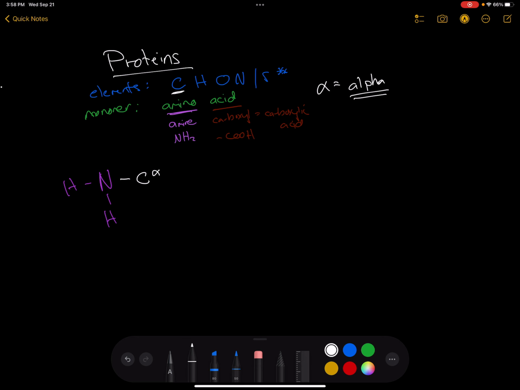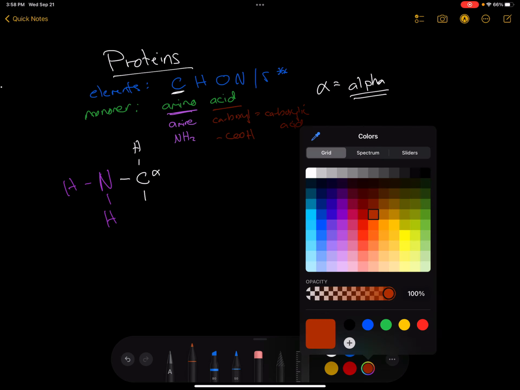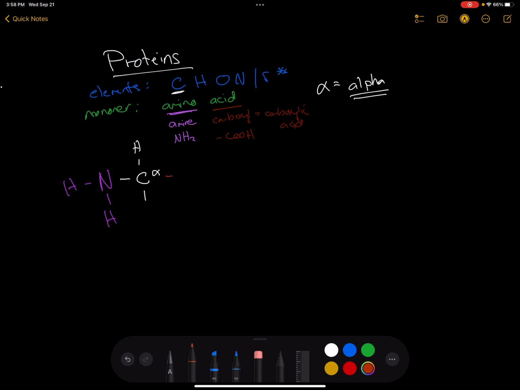It is really, really important. And then coming off my carbon, I'm going to have a hydrogen. And we'll talk about what comes off that other one. Now remember, carbon can form 4 bonds. So now I get to do my carboxylic acid. So here's my COOH. All right, so I have an amine group, which is right here. So this is my amino, and then my carboxylic is acidic, so amino acid.